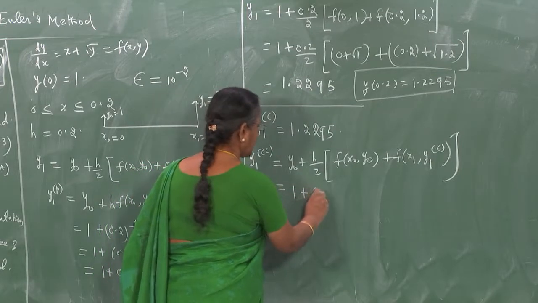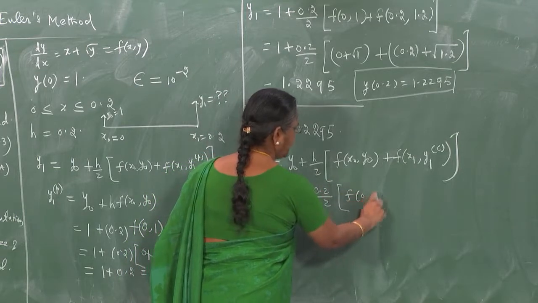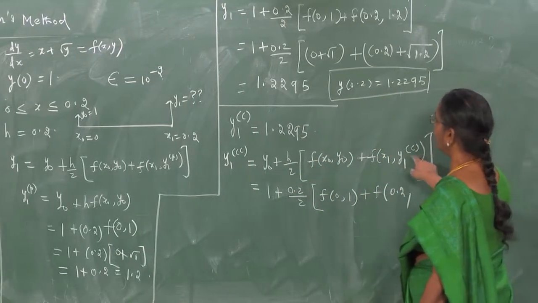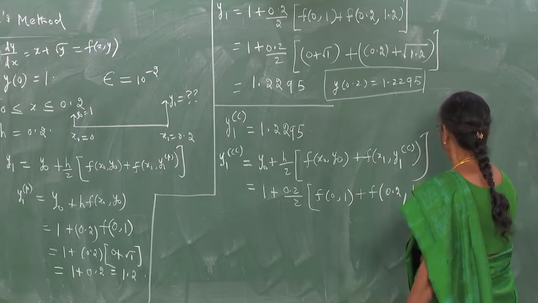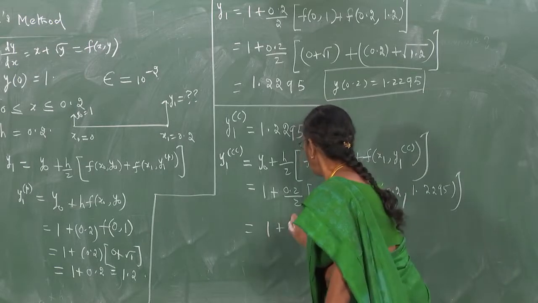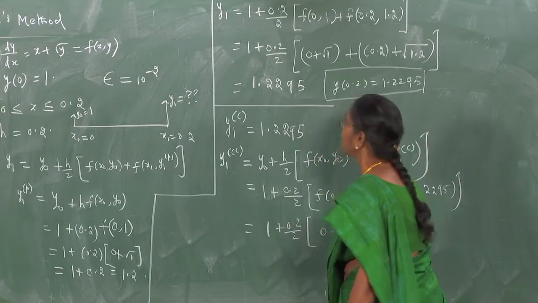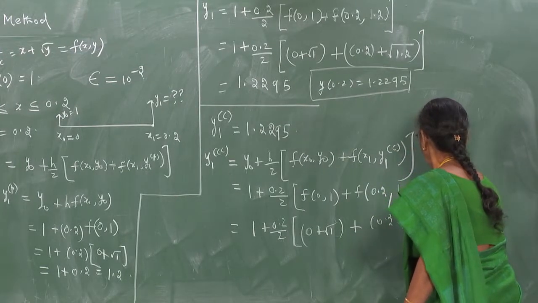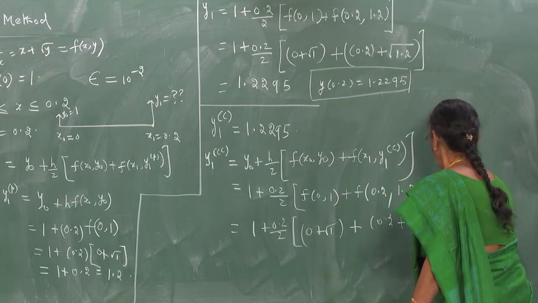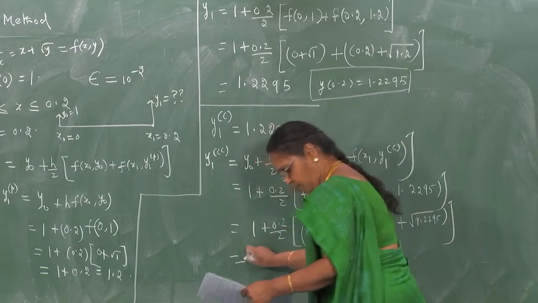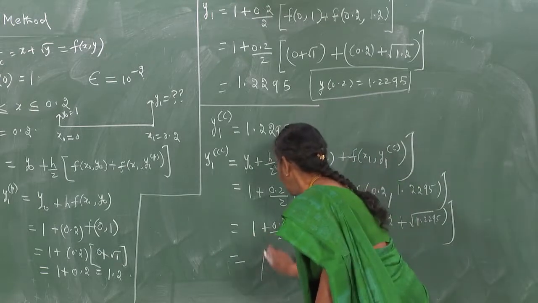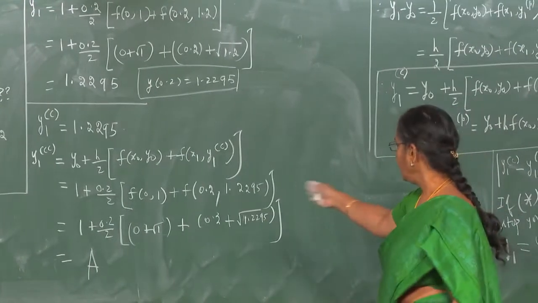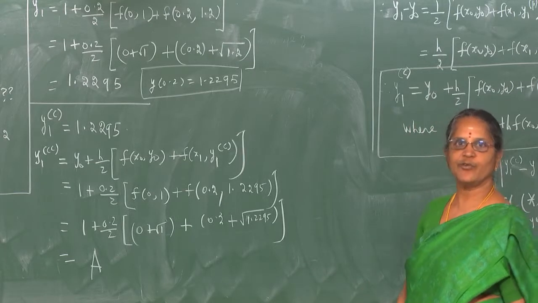So, this will be 1 plus h by 2 into f of x naught y naught plus f of x1 is 0.2. What is y1 corrected value? That is 1.2295. So, it is going to be 1 plus 0.2 by 2 into x plus root y plus x plus root y. So, compute this and you obtain y1 recorrected value. Suppose say you obtain its value to be some capital A. You can use your calculator and work out the details and get what this value of A is.